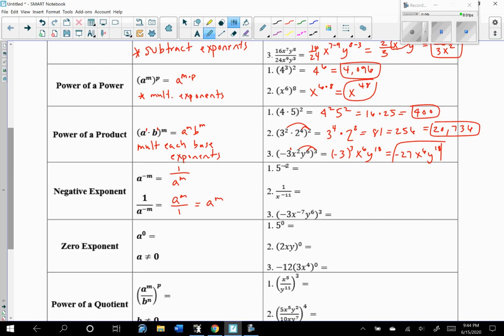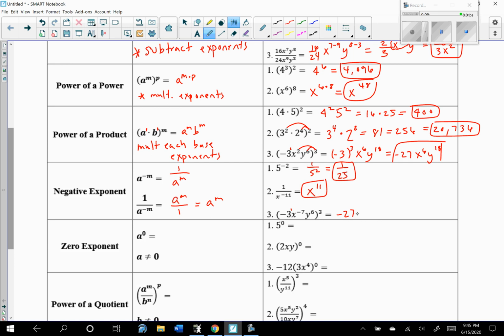So 5 to the negative 2 is the same thing as 1 over 5 squared. And of course, numerical, you can simplify this to 1 over 25 because that's 5 squared. Looking at the next one, 1 over x to the negative 11th power. We don't like that negative exponent, so that goes up to the numerator, x to the 11th. Here, we first need to do our power of a product. We have the 1 here, and we did that up here in this problem, so we know negative 3 to the 3rd power is actually negative 27.